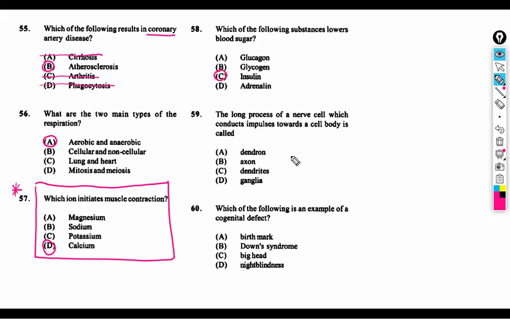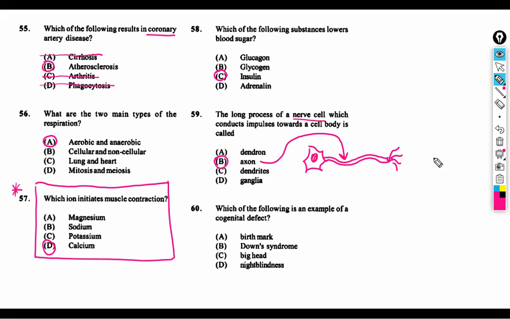Number 59, well, we call it a nerve cell. Remember the nerve cell looks something like this, right? And you have this long part here. If you look at your diagrams, the long part they're talking about is your axon, right?